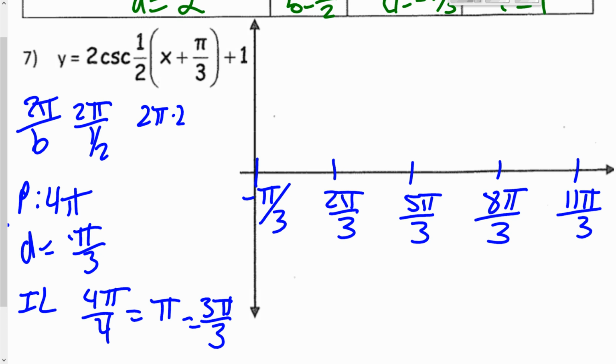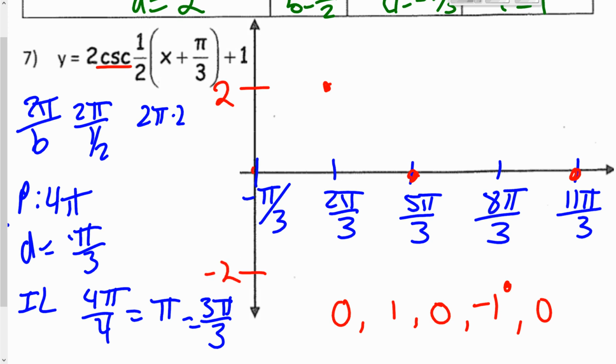Okay, so now we can go ahead and graph our y values, which is cosecant, so that deals with sine, which is 0, 1, 0, negative 1, back to 0. We multiply those by 2. So instead of a 1, now we have a 2 and a negative 2. And then we add our c, which is plus 1. So change this to 3. Change this to negative 1.